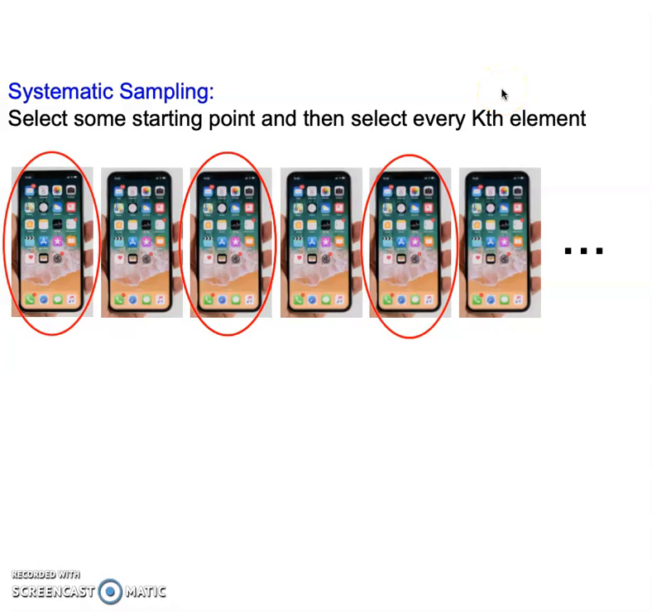Third method, systematic sampling, often used with production of items. You want to make sure your cell phones are working well. You don't have time to check all of them, so you check, say, every 50th phone to make sure it's working well.